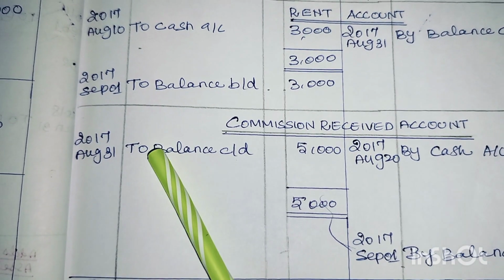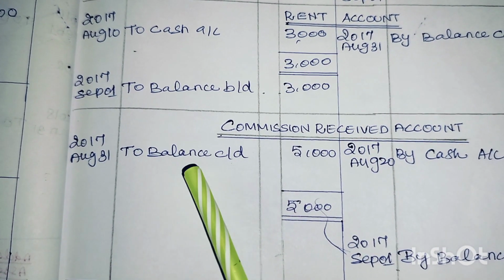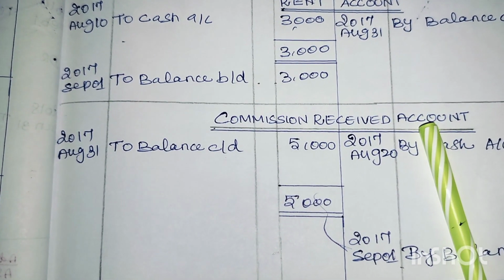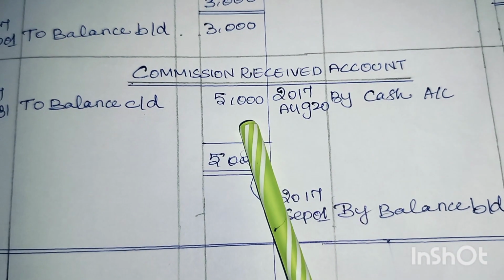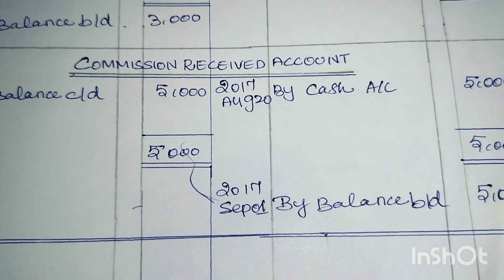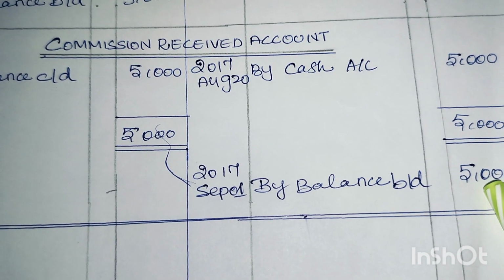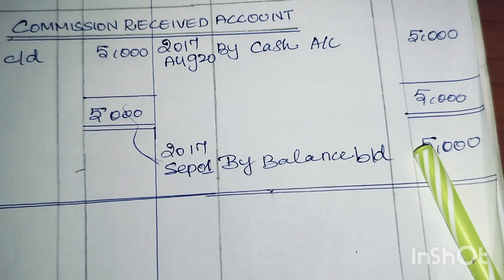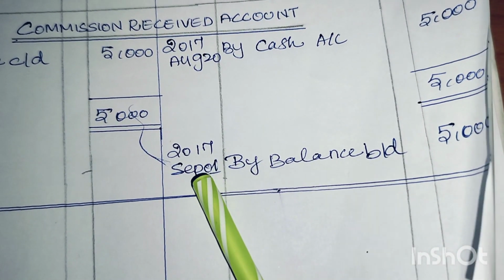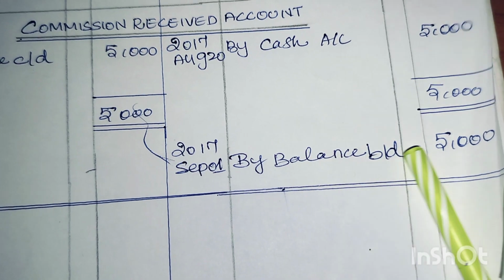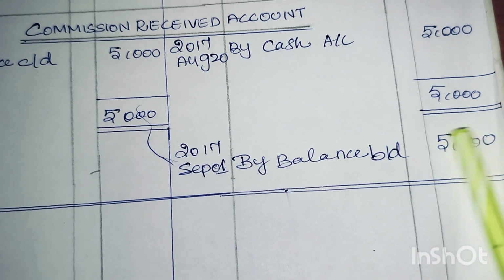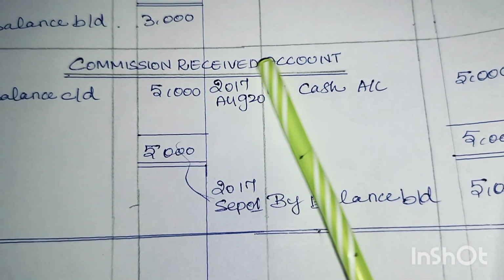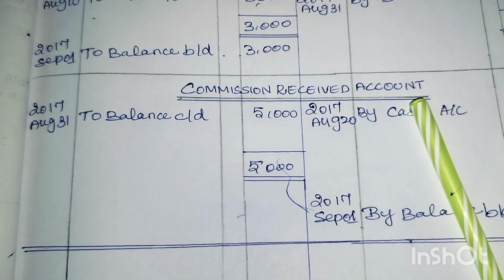August 31, to balance carry down, which means balance carry down is the closing balance of the commission received account. Then we take this amount, 5000 rupees, and bring it down to the opposite side below the total. So 2017 September 1, by balance brought down, 5000 rupees entered, which means this is the next accounting period's opening balance of the commission received account. So the commission received account is posted.